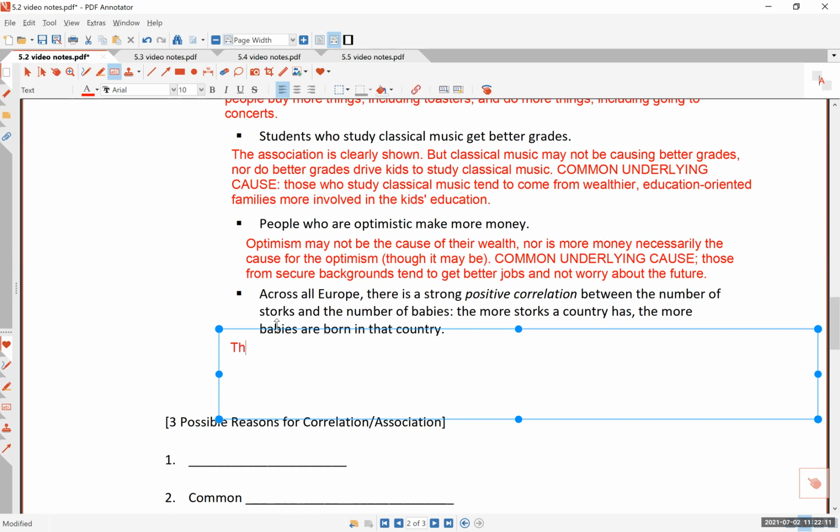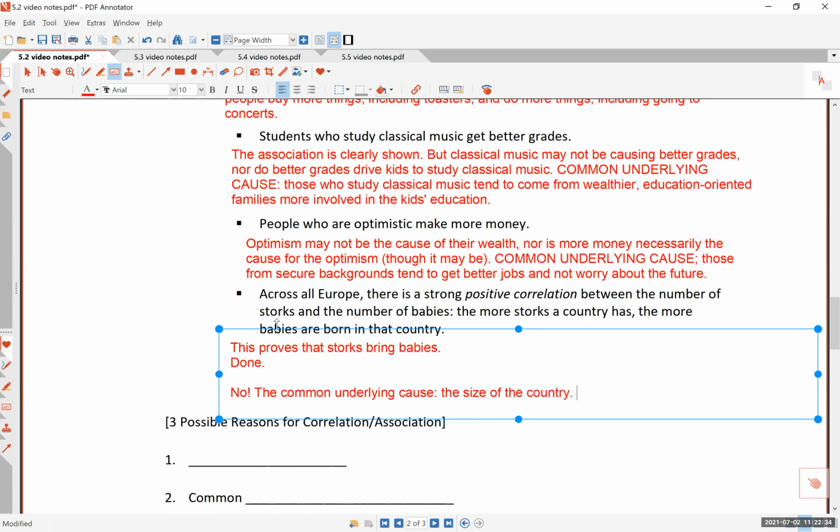Okay, yeah, so this is it. This proves that storks bring babies. Done. No, okay, of course not. You can easily see the common underlying cause here, I think. The common underlying cause is the size of the country.